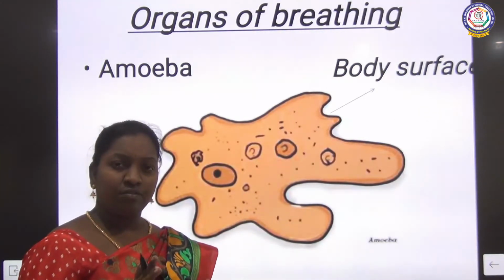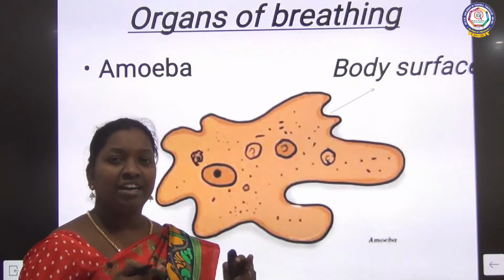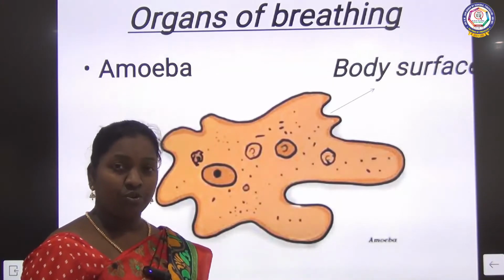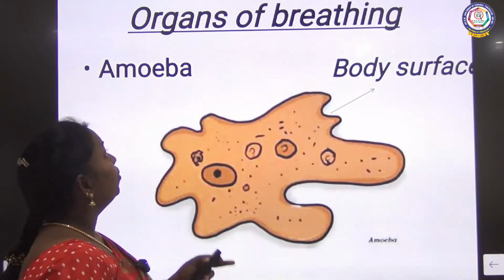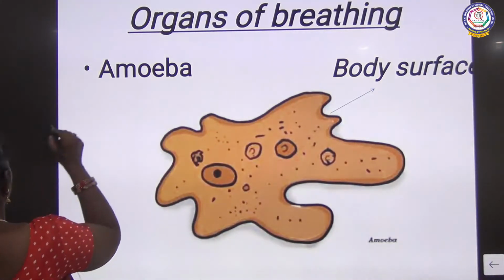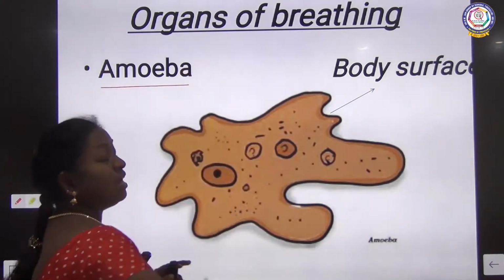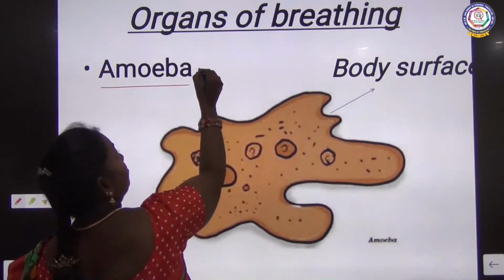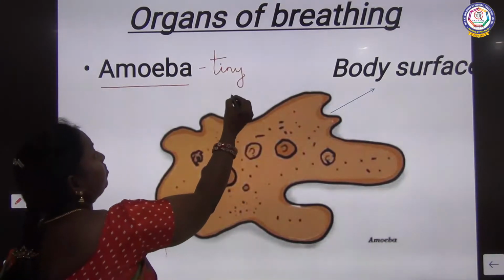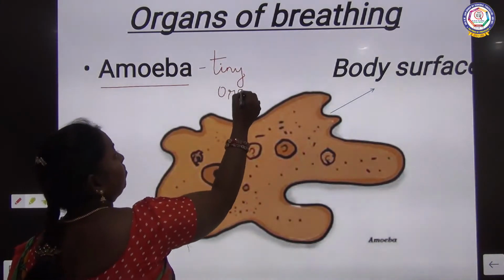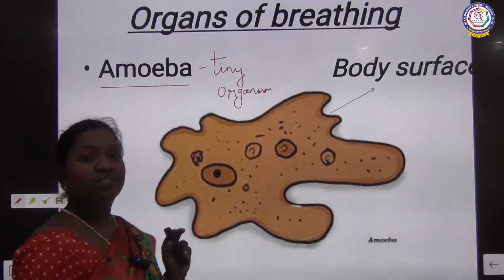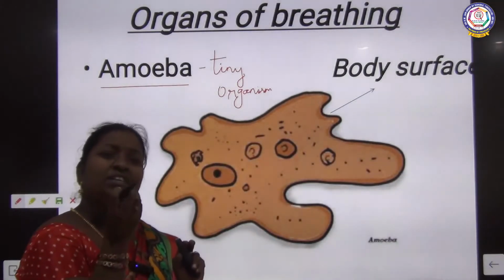We are all very familiar that all the animals are different. So the breathing organ system is also different in different animals, which we are going to see now. First I have taken the amoeba. It is a tiny organism, which means very small.